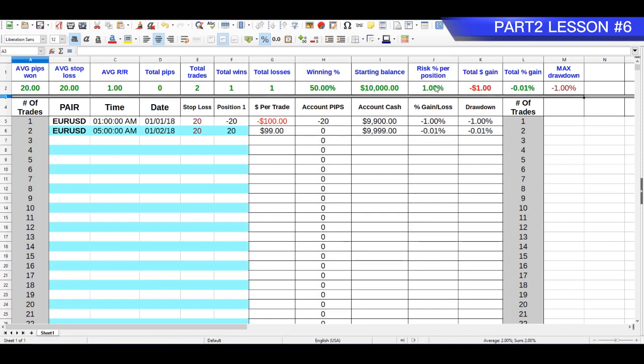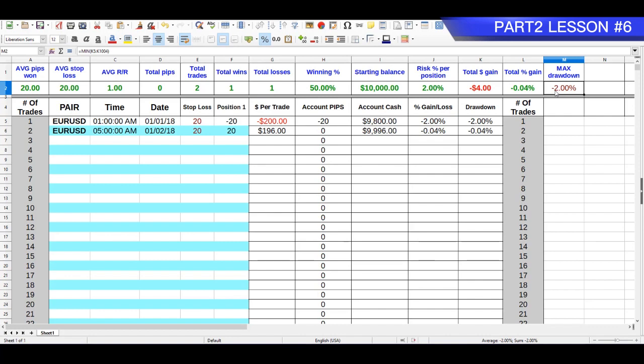So we can change this number to 1%. We can do a fraction of a percent for our risk, but for now we're going to keep it at 2%. Now, also in this column here, you can see your total cash gain or loss. Here you can see your total percentage gain or loss. And finally, at the end here to the right, you can see your max drawdown.